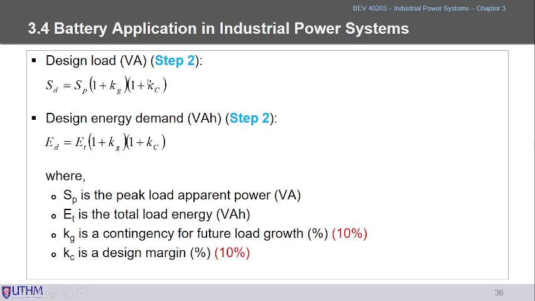And another one is the KC. So KC is the design margin. Sometimes when we design, we have a margin due to the temperature, due to the operating conditions of our battery, for example. So that's why we put margins of about 10%. That means we have kg additional 10% and kc also additional 10%.